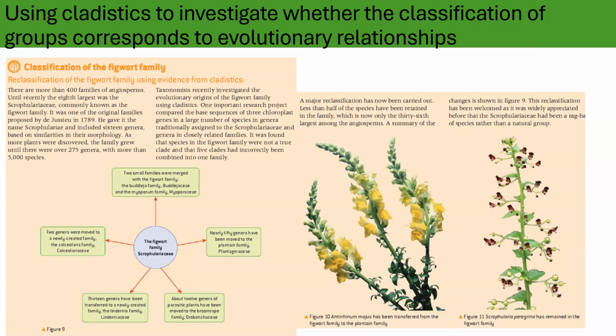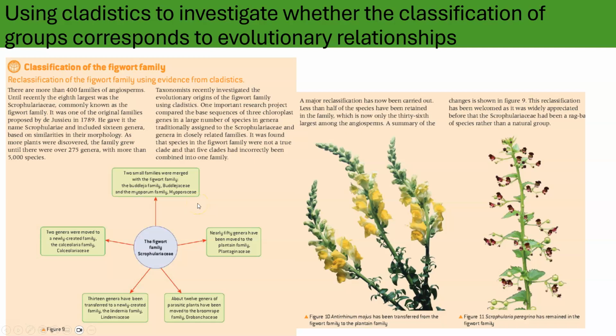Here's an example that they ask us to bring up, and that's a group of plants called the figworts. And as you can see, it's one of the 400 families of the Angiospermophyta phylum, so the flowering plants. And it was originally made in the late 1700s, and now includes over 275 genera and 5,000 species, or it used to up until recently.